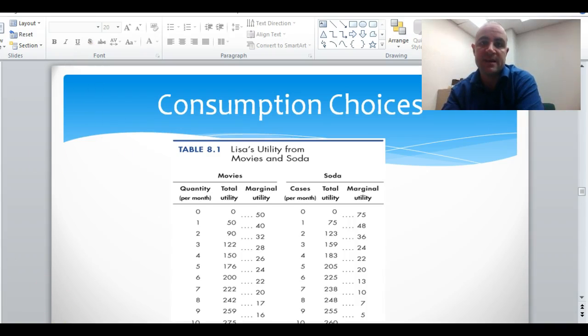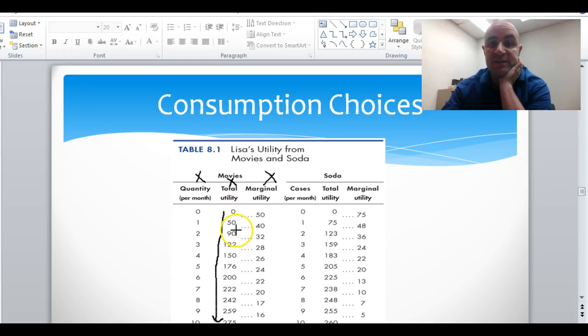So here we have a table that looks at Lisa and her utility of 2 goods. In the first column we have the quantity. In the second we have the total utility, which is the utility of all the units. And in the third we have the marginal utility. So you can see that her total utility is going up the more times she goes to the movie. 1 movie she has 50, 2 she has 90, 3 she has 122, and so on and so forth.